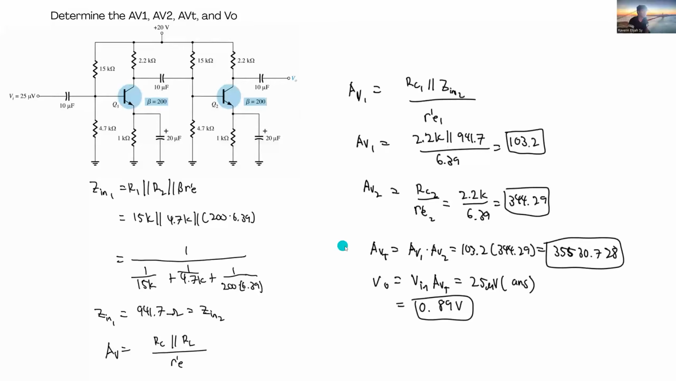Okay? So, how do we get the total AV or the gain? The total gain is simply multiplying AV1 and AV2. If you apply the values, then we get this. Then VO is equal to Vin times AV total. We apply the values, then we have our 0.89 volts output voltage. Next.